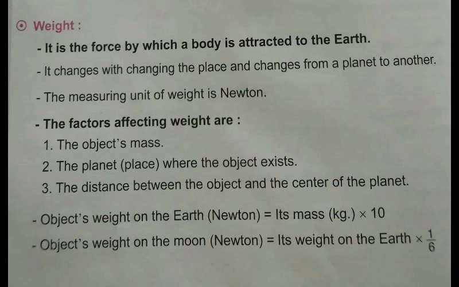عندنا هنا القانونين أو two equations اللي بشتغل بيهم مع البروبلمز. أول واحد بيقول إيه؟ The object's weight on the earth by Newton is equal its mass by kilogram times 10. التانية بتقول إيه؟ Object's weight on the moon by Newton equal its weight on the earth times 1/6. وبكده هنكون راجعنا بسرعة على الدرس قبل ما ندخل على حل الأسئلة.